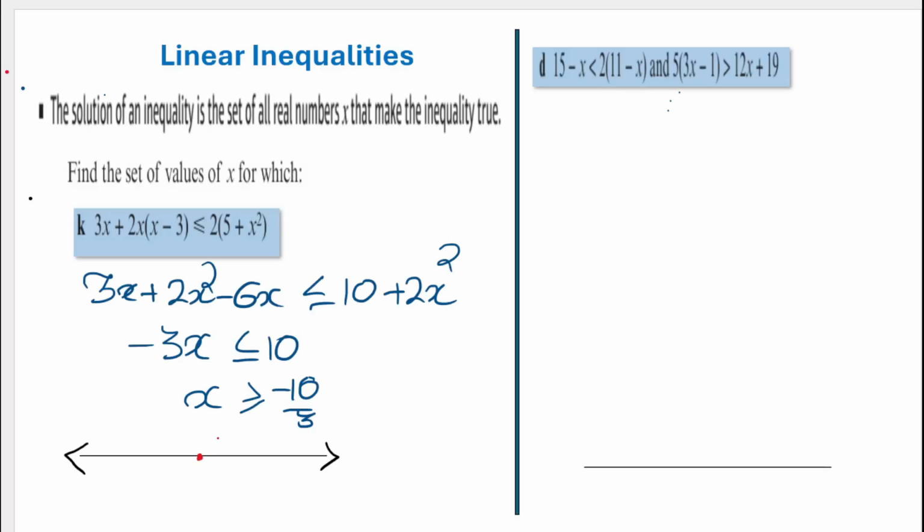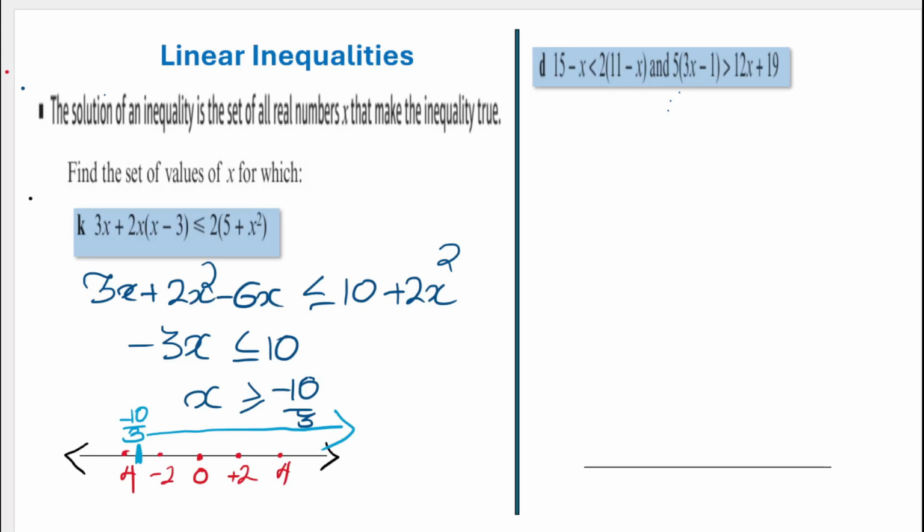Now let us try to mark the inequality on the number line. Here this point represents -10/3. Now x ≥ -10/3 means the portion on the right side of -10/3 represents the solution of the inequality.